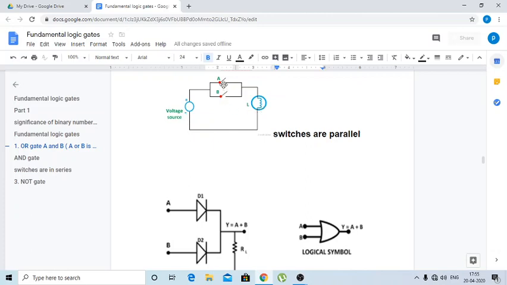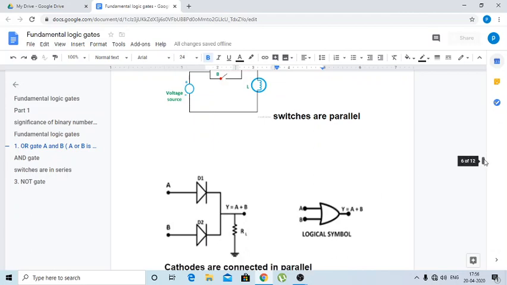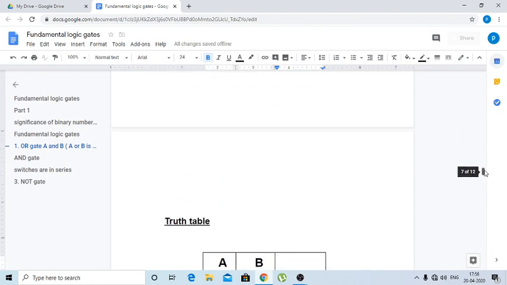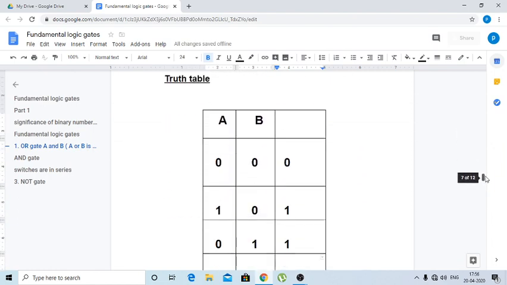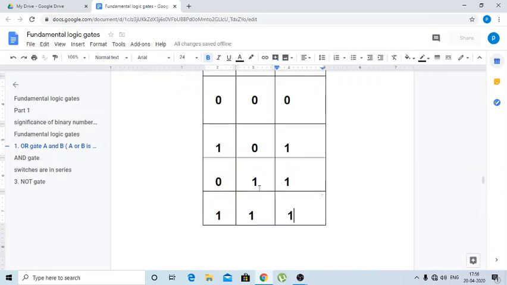When A is 0, A is open, B is 1, B is closed, and signal passes through B. It means D1 is not working, D2 is working. D2 will be in forward bias, signal passes through the second diode. So the output will be high and the bulb glows. We will have a small electrical bulb here. Then it glows.